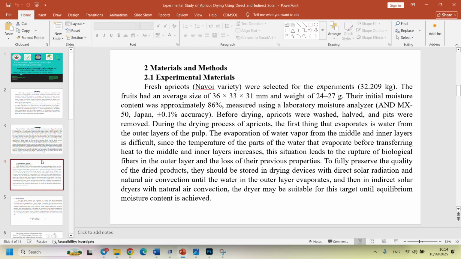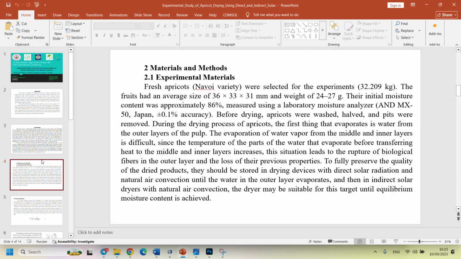During the drying process of apricot, the first thing that evaporates is water from the outer layer of the pulp. The evaporation of water vapor from the middle and inner layers is difficult, since the temperature of the parts of the water that evaporates before transferring heat to the middle and inner layers increases. This situation leads to the rupture of biological fibers in the outer layer and the loss of their previous properties.